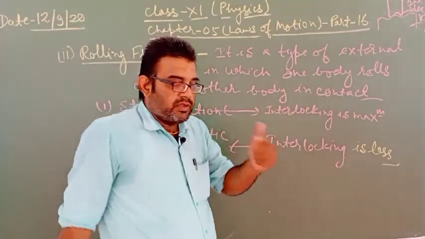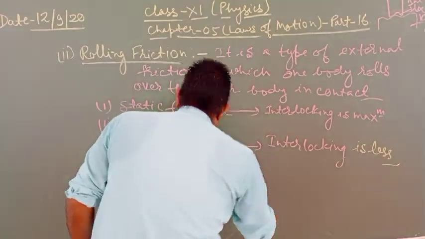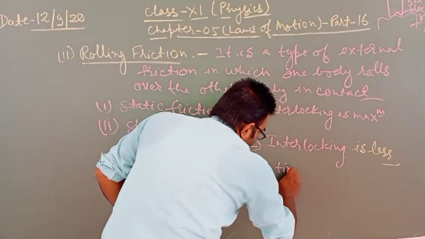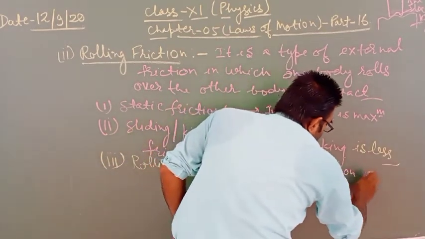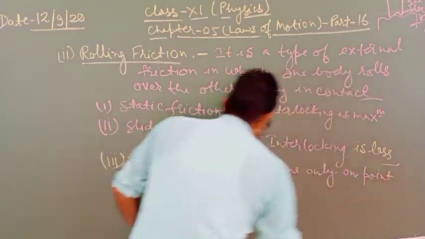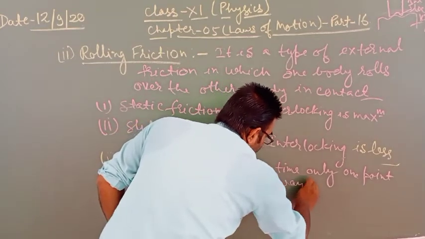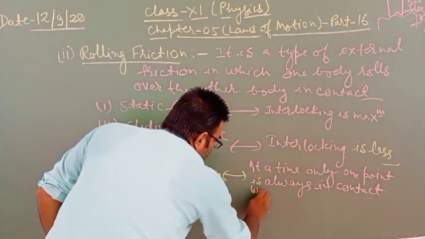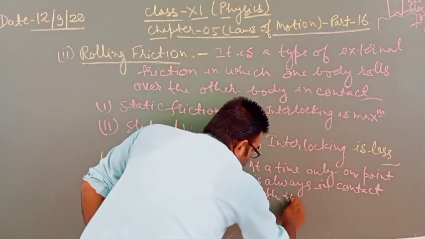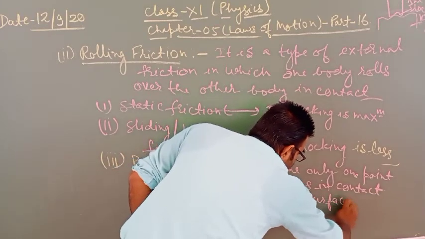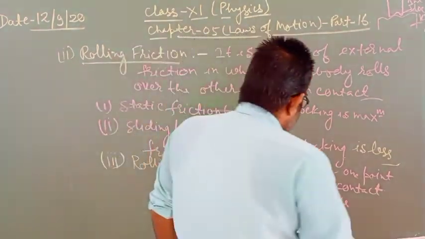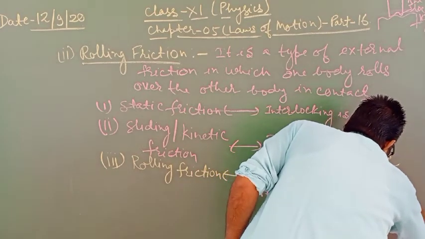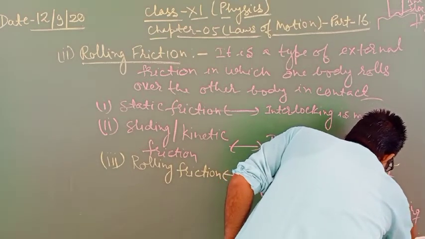only one point is always in contact with the surface at a time. So in this case, interlocking is least.